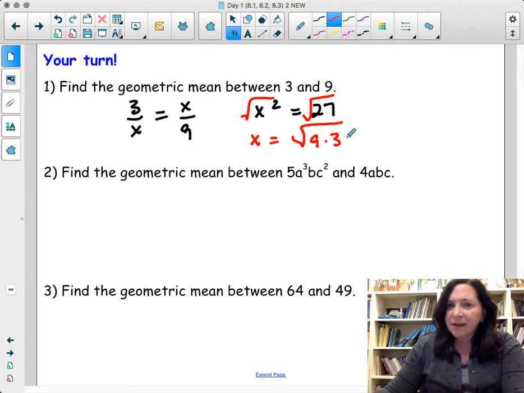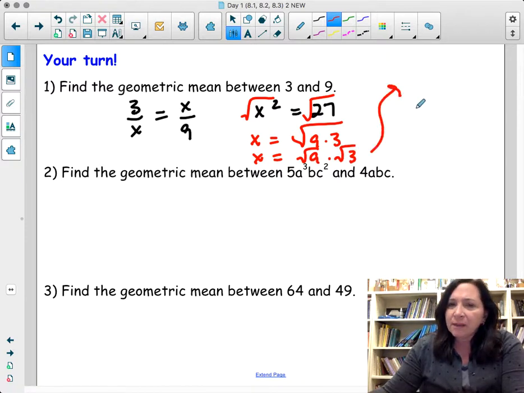Keep in mind, this is actually equal to the square root of 9 times the square root of 3. Well, what's the square root of 9? The square root of 9 is 3. So my answer is 3 root 3, and that's going to equal x.